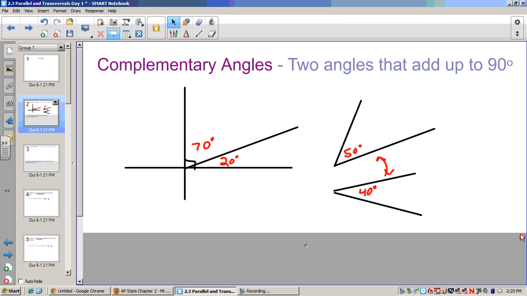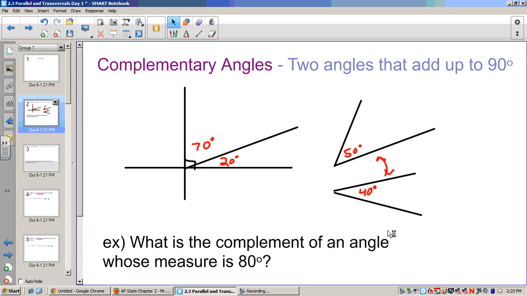to 90. Another way we can ask questions about this is we'll say something like, what is the complement of the angle whose measure is 80 degrees? What plus 80 is 90? That answer would be 10 degrees.